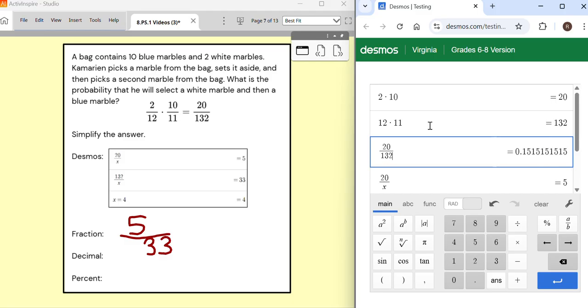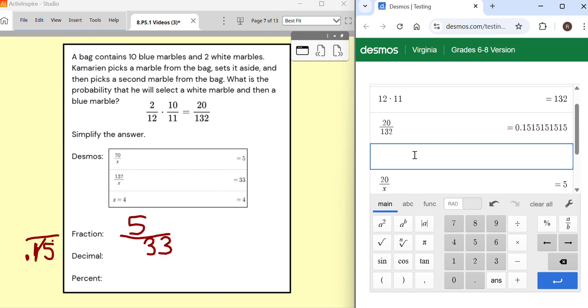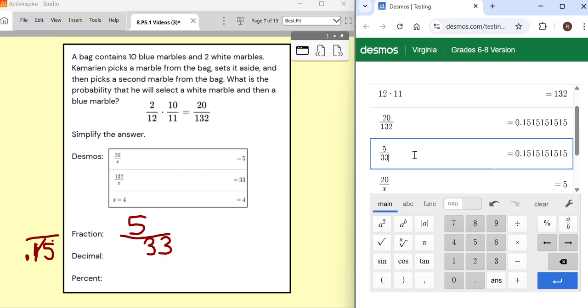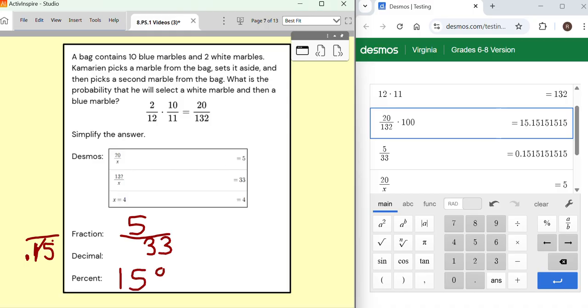and that gives me a repeating decimal of 0.15, and it just keeps repeating. So to check to make sure I simplified correctly, I'm going to go ahead and put 5 divided by 33 in the calculator, and yes, those two are the same. Now I need a percent. That can easily be done by multiplying by 100, and that gives me a percent of 15%. So the probability of this happening is approximately 15%.